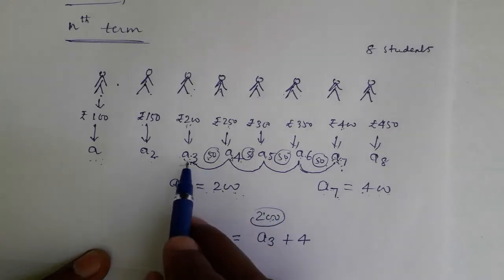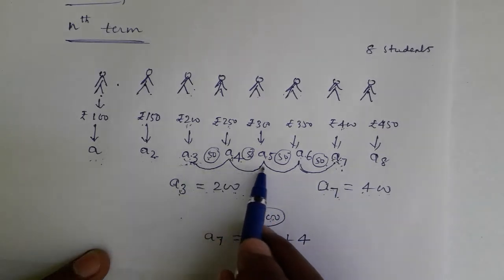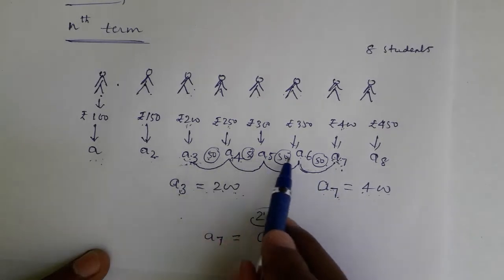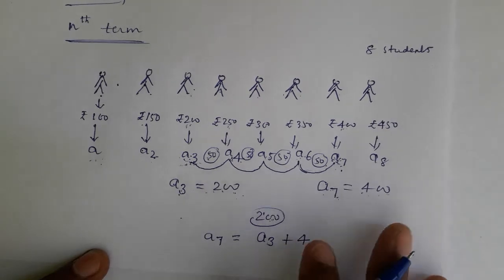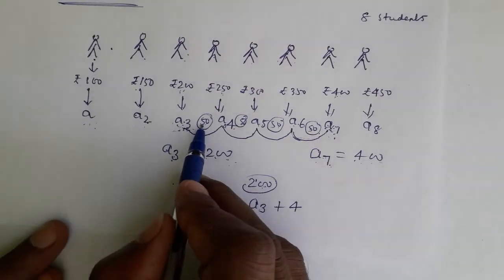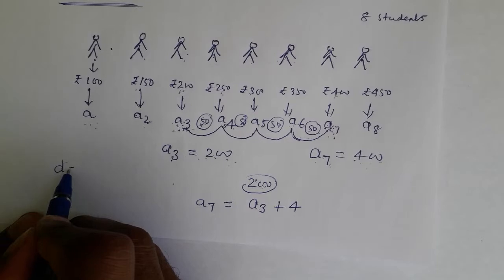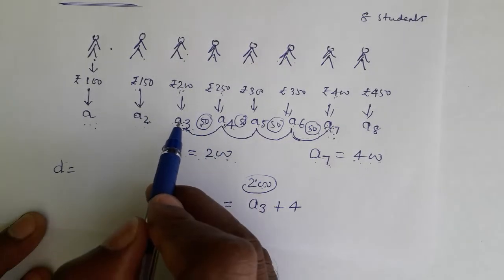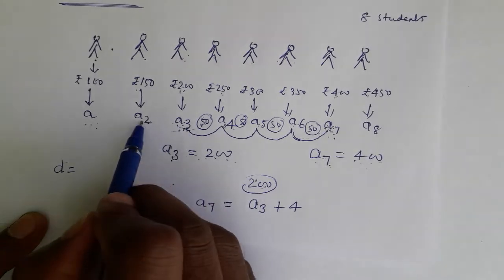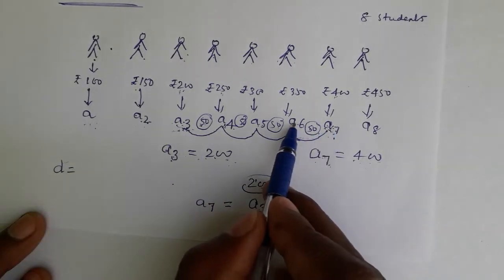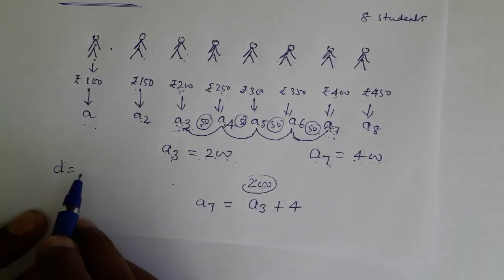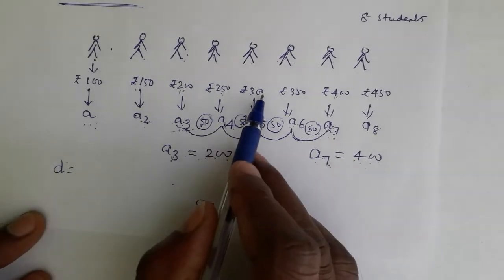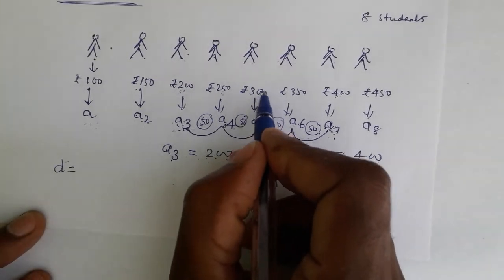So the difference between the third and seventh person is totally 200, which is nothing but 4 Ds, because every 50 is called D. D is called the common difference, correct? So how to get the common difference? The common difference can be got by A3 minus A2 or A7 minus A6. That is simple. The common difference is always the subtraction between the next number and the previous number.